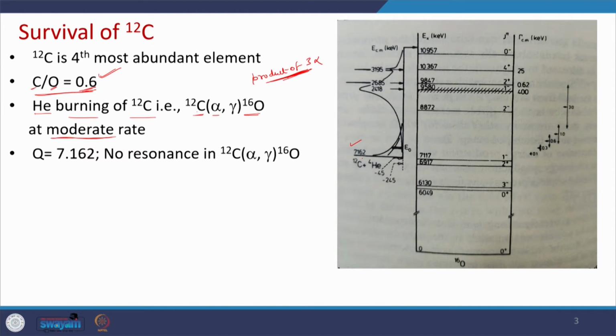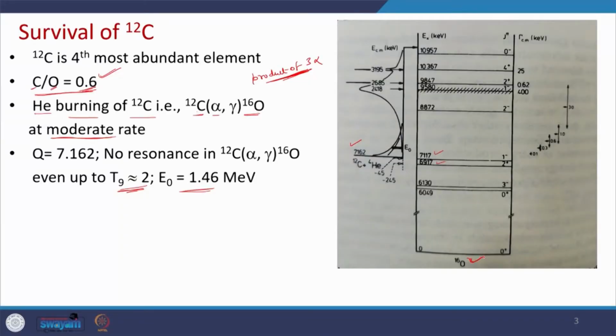Now, near 7162 we have two energies, 7117 and 6917. They are a bit below the threshold, and above the threshold there is no resonance even up to 2 gigakelvin. The centroid of the gamma peak is 1.46 MeV, and if you do the calculation of this temperature, even up to 2 gigakelvin, there is no resonance in the level scheme of oxygen 16.